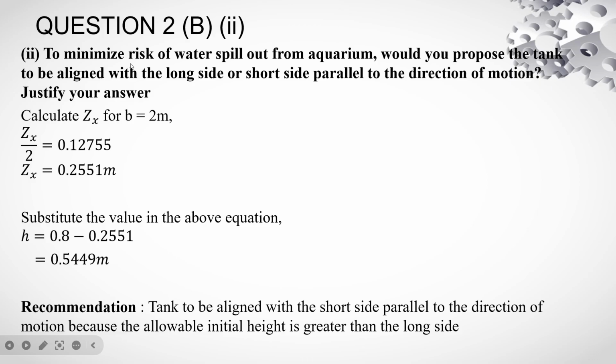Next, to minimize the risk of the water spilling out from the aquarium, would you propose the tank to be aligned with the long side or short side parallel to the direction of motion? So we will calculate the zs for b equal to 2 meter. Zs divided by 2 equal to 0.12755 meter, and after we take the 2 and times it, zs becomes 0.2551 meter, and we substitute the value in the equation again, which is h equal to 0.8 minus 0.2551, and we get 0.54494.